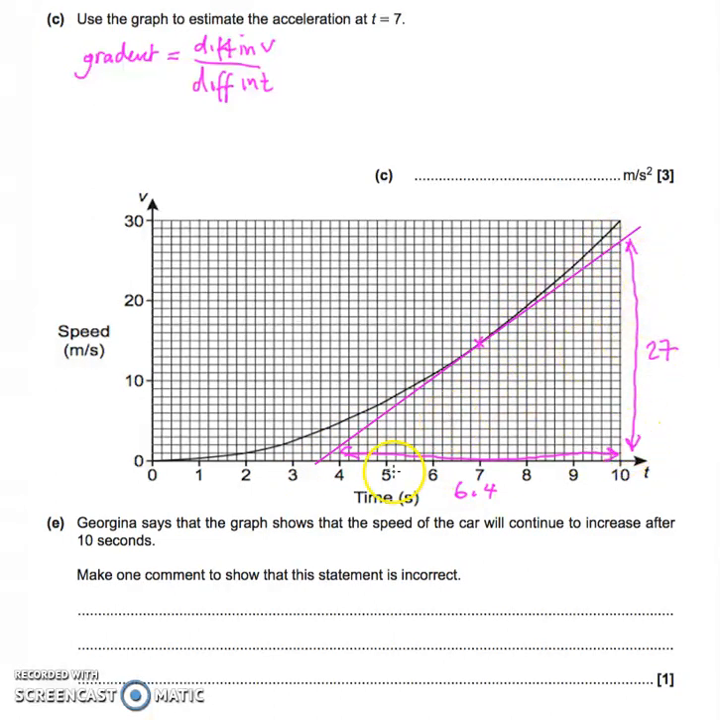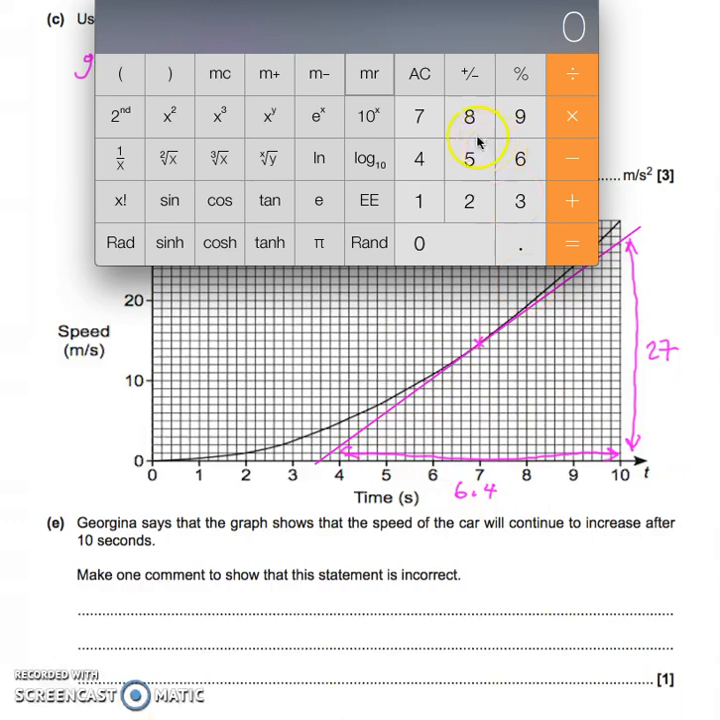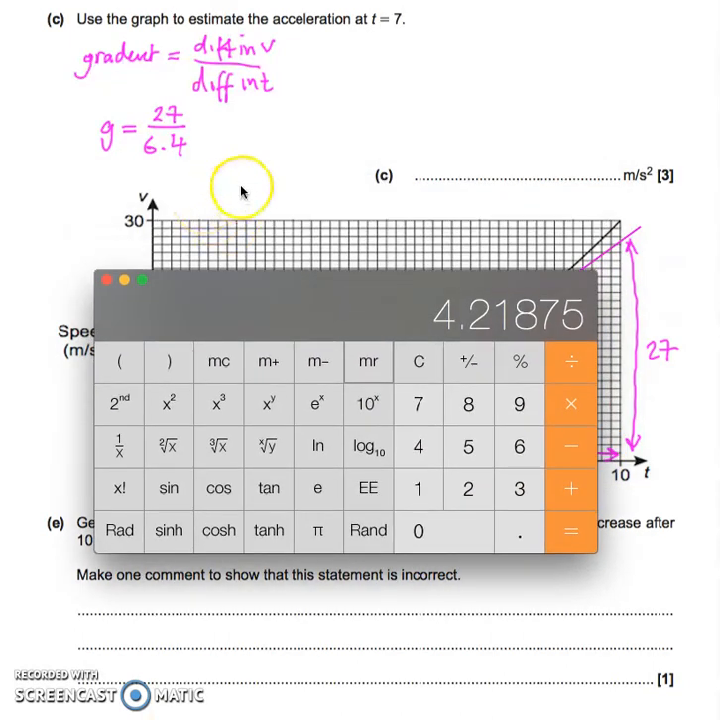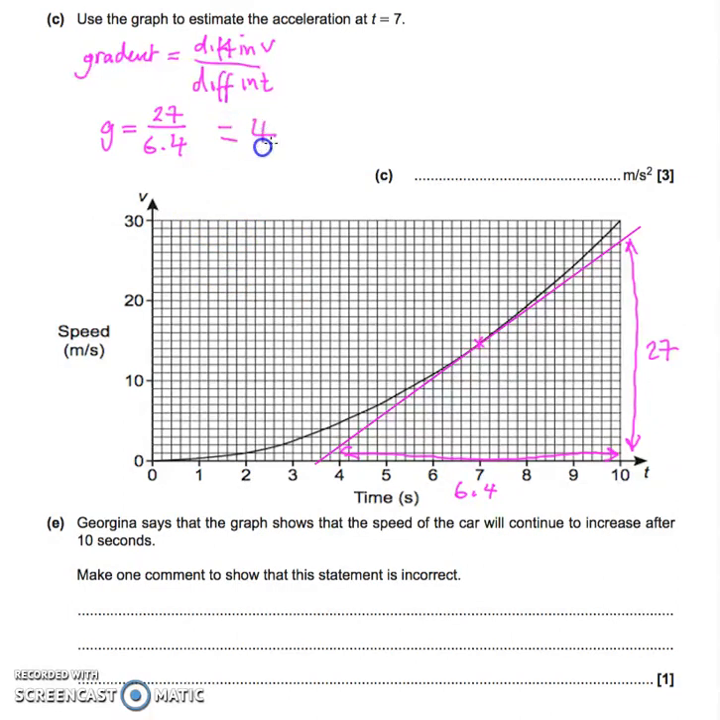Now you've got 27 divided by 6.4, so the gradient is equal to 27 divided by 6.4, and that is going to be our answer. That's going to be the estimate for the acceleration. So get your calculator, and 27 divided by 6.4 is equal to 4.21875. And we can say that is our answer. I'm just going to round that off to 4.2 to 1 decimal place, and there's our most accurate answer. But it is an estimate, so 4.2 will do for 3 marks.